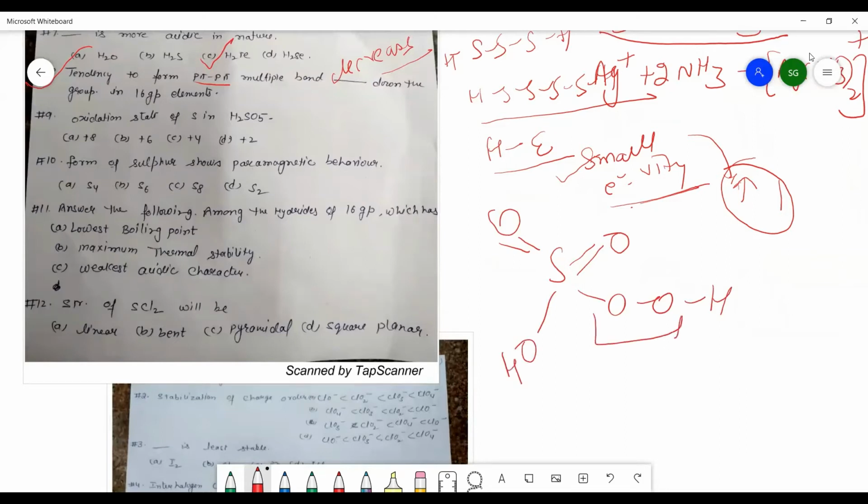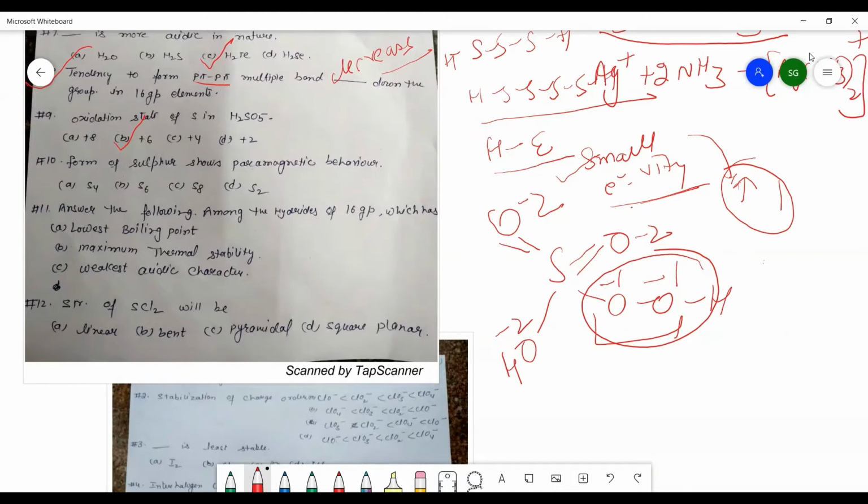And in this peroxide linkage, it has -1, -1 charge, -2 charge, and here it is -2 charge. Now you can easily find out the oxidation state of sulfur in H2SO5, and you will find it comes out to be +6, because the change is only for the peroxide linkage, that one peroxide linkage is there.